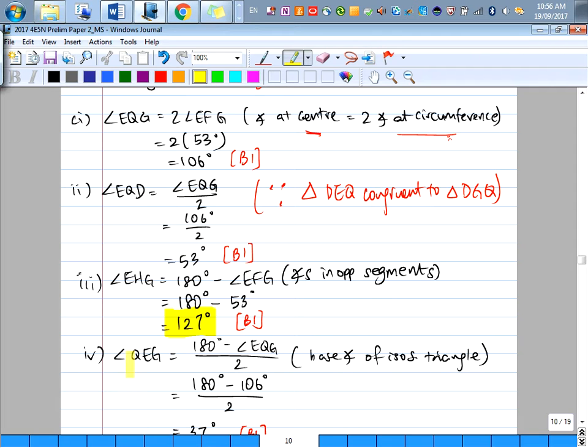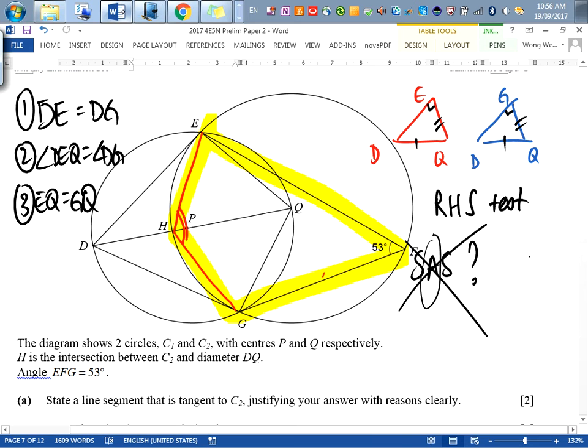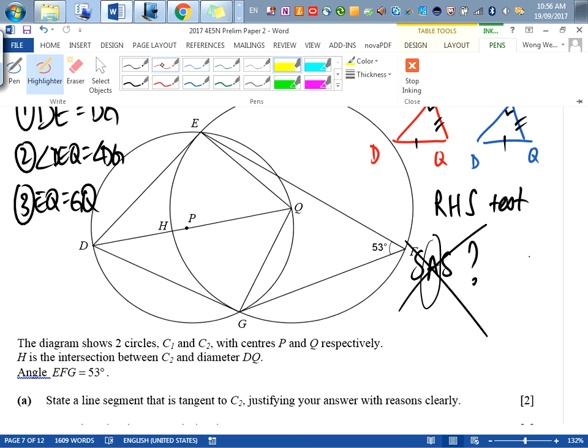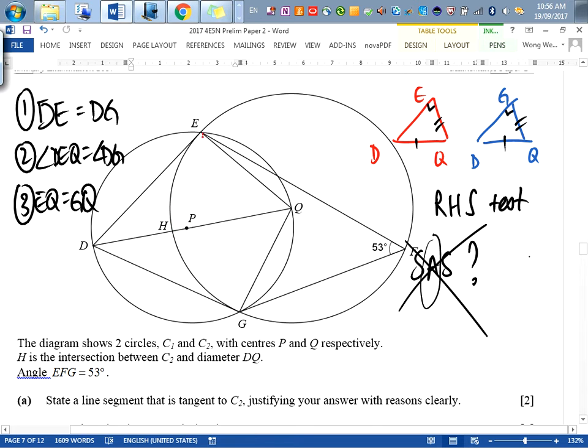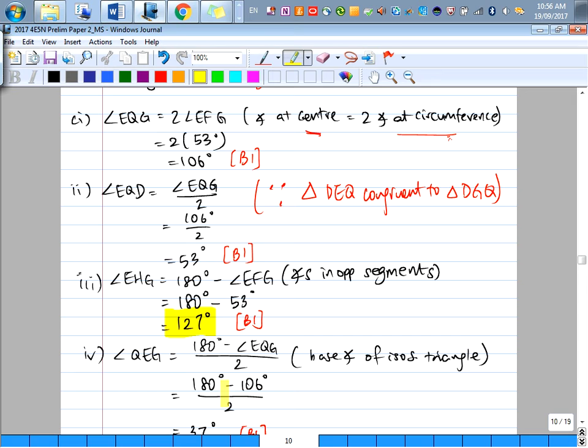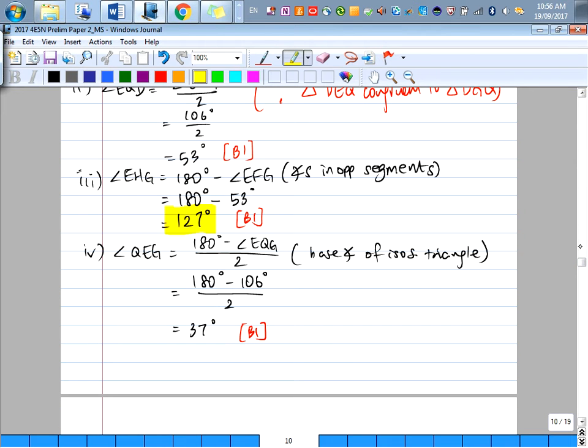And the final one, angle QEG. So again, identify where is the angle. QEG. This is the angle I need. And since these two are radius, I actually have an isosceles triangle. Then in the earlier part of the question, I already identified that this is 106 degrees. So the base angle of an isosceles triangle, quite easily calculated, 180 minus 106 divided by 2. And we get 37 degrees.